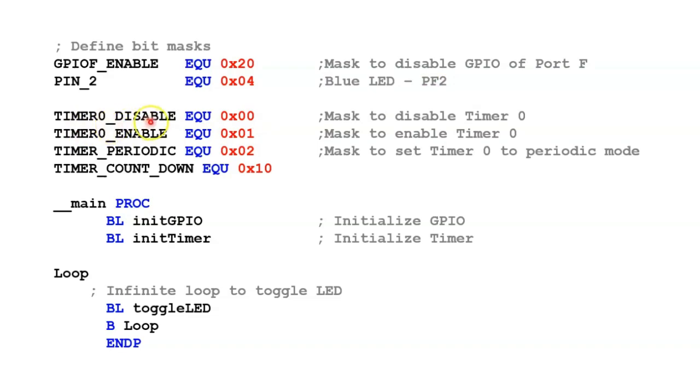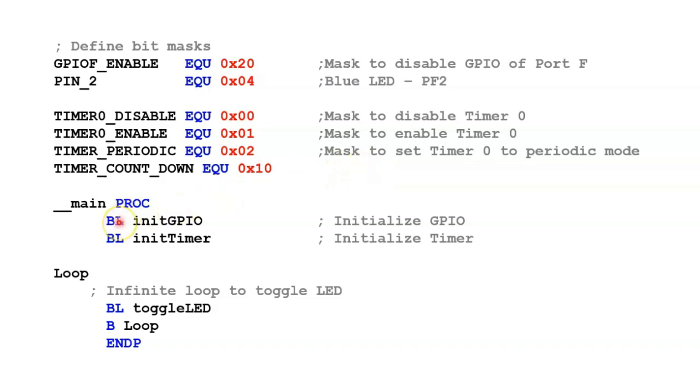Then timer 0_disable has a mask of 00 hexa, and this is to disable timer 0. And then timer 0_enable, that is 01 hexa. This is to enable timer 0. And then timer_periodic mask is 02. This is to set timer 0 to a periodic mode. And the timer_count_down, which is 10. This is used for checking the countdown of the timer.